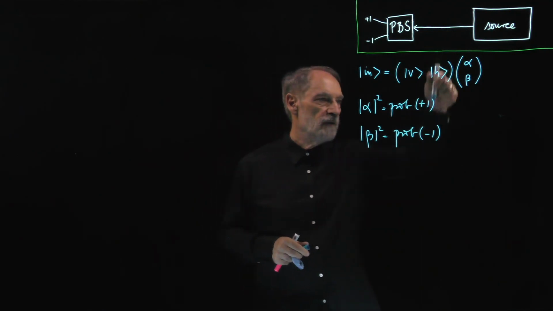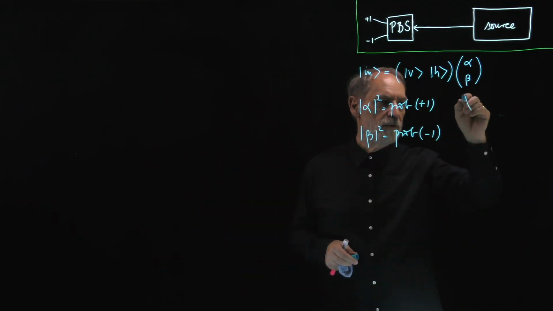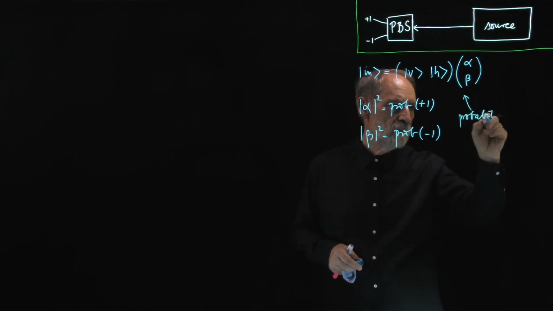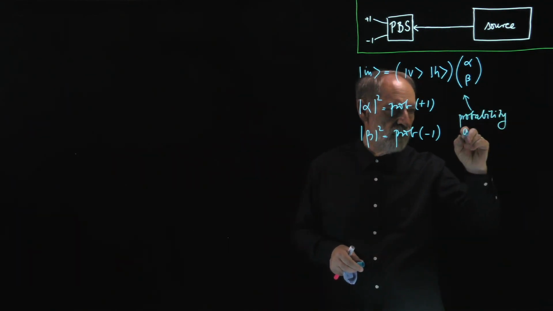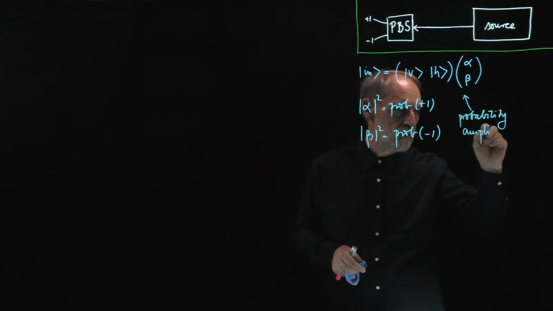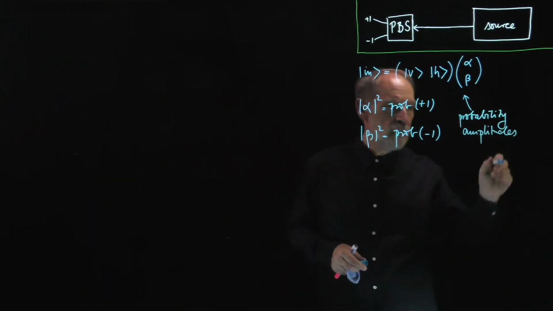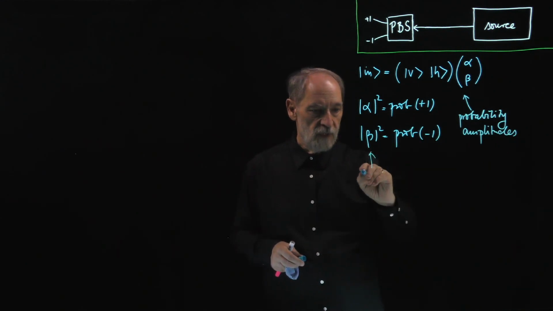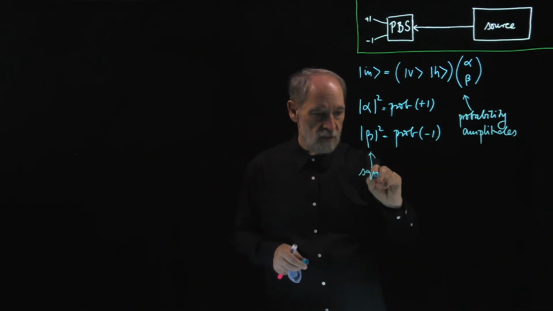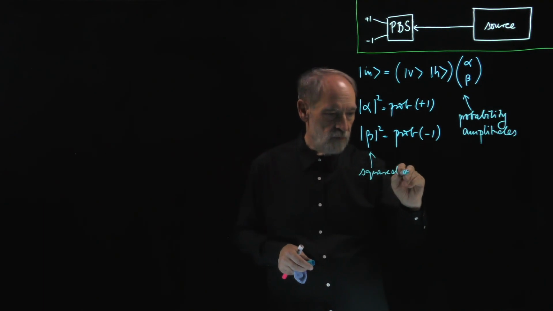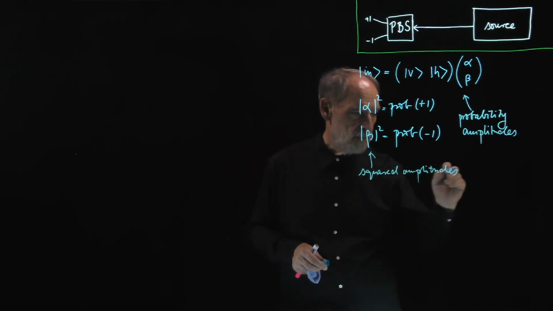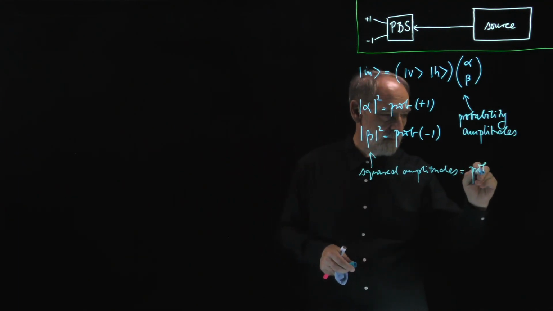So these coefficients alpha and beta, we refer to them as probability amplitudes. And when we square the amplitudes, then we get the probabilities. So these are the squared amplitudes, and they give us probabilities.